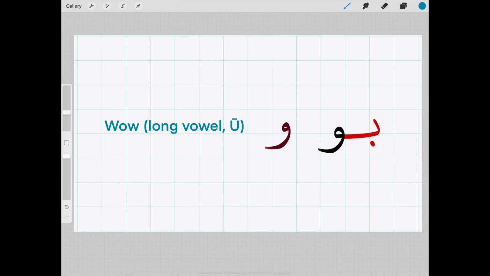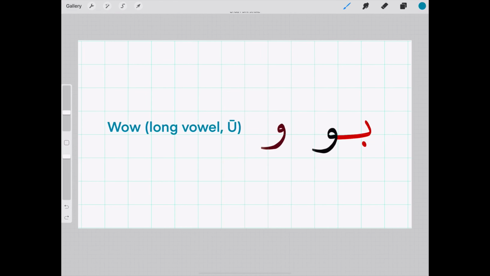So we have the ba letter here attached to the waw letter, and this long vowel could be written in English like a U with a dash on top, to think of it as oo. So this is a waw letter or a long vowel, oo. So this becomes a boo. When you attach the ba letter to this oo or the waw letter, you pronounce this combination as boo. Let's try and write this.